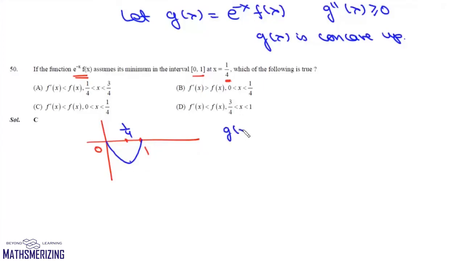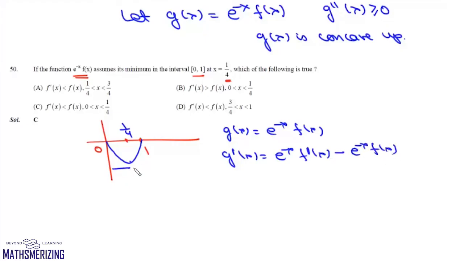Now g(x) in this case is e to the power minus x into f(x). Now if we write g dash x, it will be e to the power minus x into f dash x minus e to the power minus x into f(x). Now when x lies between 0 to 1 by 4, g(x) is a decreasing function. So that means g dash x is less than 0. So from here we write f dash x will be less than f(x). So the condition that we'll get is f dash x will be less than f(x) when x lies between 0 and 1 by 4, and that's your option C.